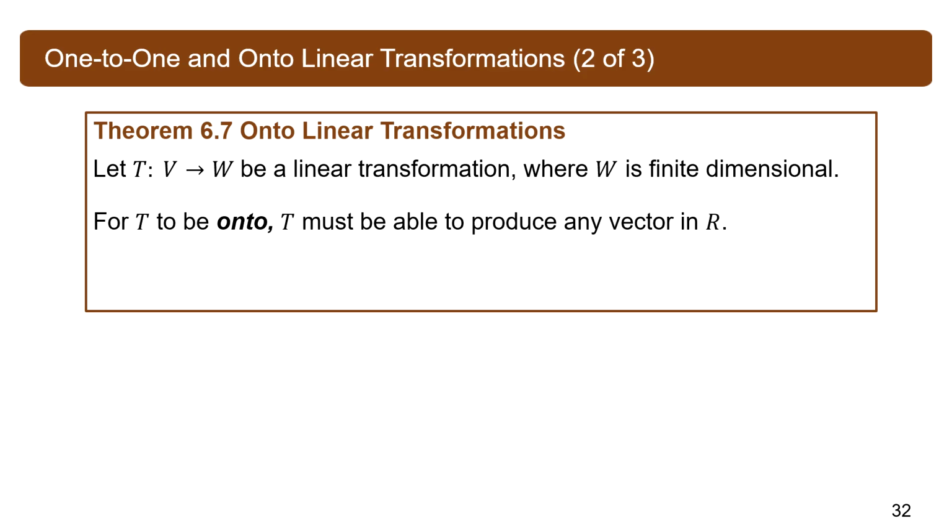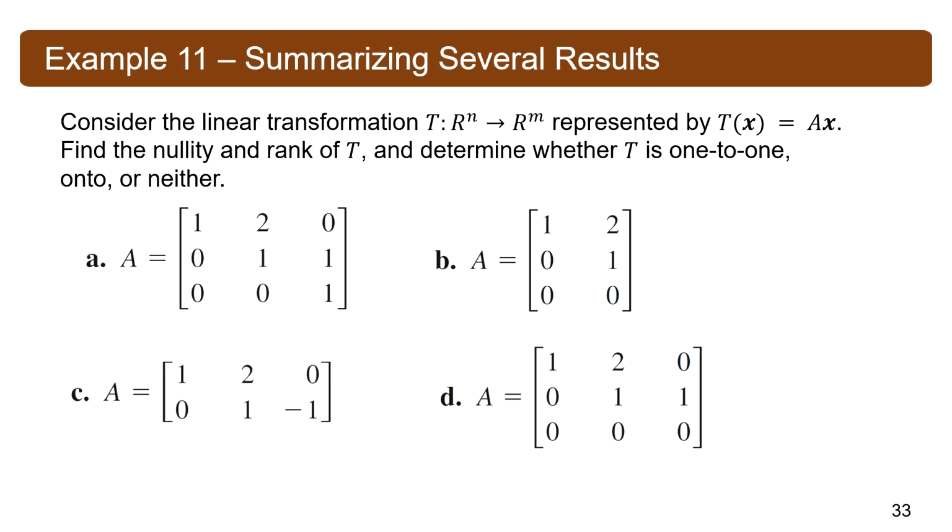So again, a transformation T is onto when T must be able to produce any vector in R. Okay. Let's see that with this example. You are asked to find the nullity, the rank of T, and determine whether T is one-to-one or onto, or neither.